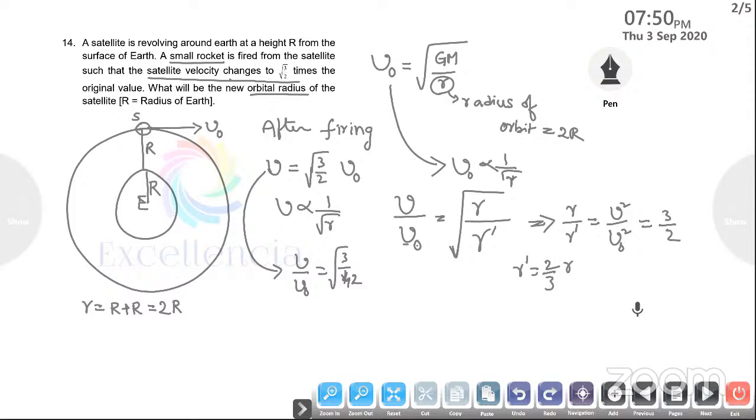Now the previous radius of the orbit is equal to twice the radius of Earth. So therefore, this implies the new radius of the satellite is now equal to 4 times the radius of Earth divided by 3. That is the answer. So we'll go to the next question.